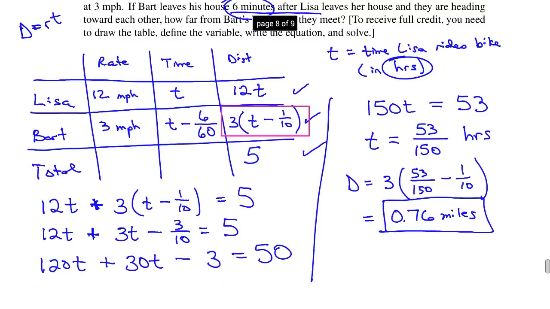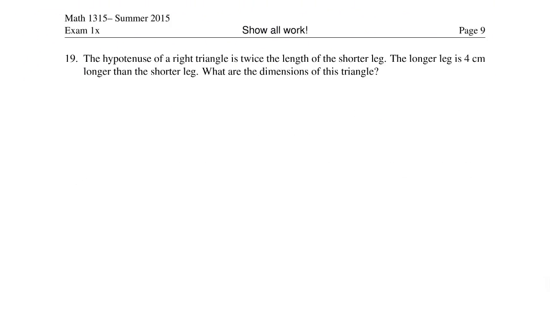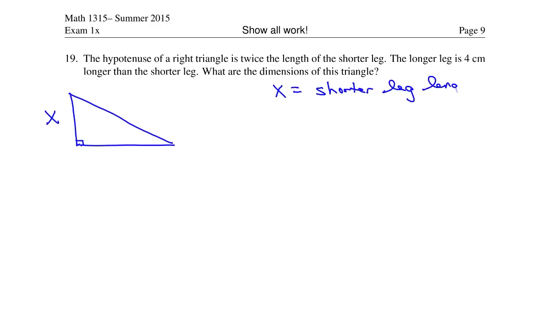Alright, let's look at question 19. The hypotenuse of a right triangle is twice the length of the shorter leg. The longer leg is 4 centimeters longer than the shorter leg. What are the dimensions of the triangle? So, draw the picture. It's a right triangle. So we know the hypotenuse is twice the length of the shorter leg. So I'm going to go ahead and declare x to be the shorter leg length. And now the hypotenuse is 2x. The longer leg is 4 centimeters longer than the shorter leg, so that's just x plus 4.